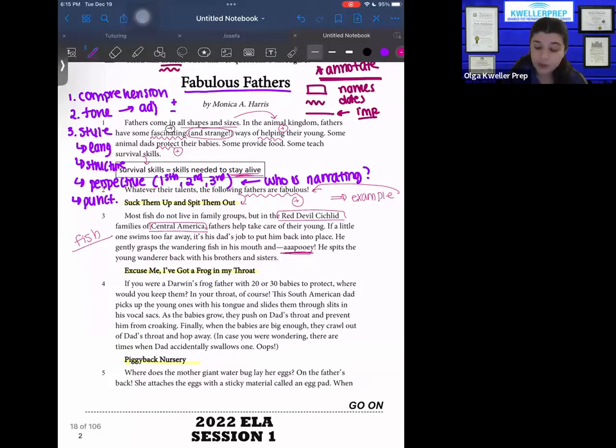Now we have, excuse me, I've got a frog in my throat. If you were Darwin's frog father with 20 to 30 babies to protect, where would you keep them? In your throat, of course. So again, here we have a kind of silly question and then an answer with an exclamatory remark again, just repeating that same theme that I established earlier about informality and a lighthearted or positive theme.